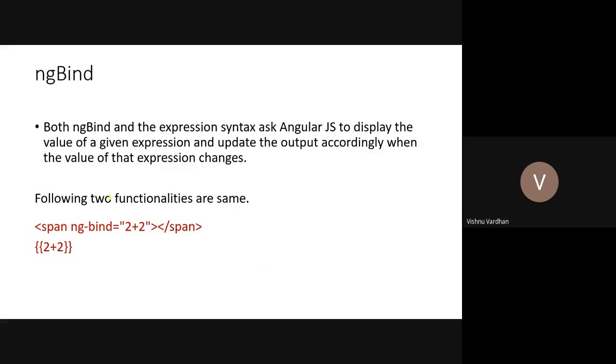Then ngbind, both ngbind and the expression syntax ask AngularJS to display the value of a given expression and update that output accordingly when the value of that expression changes. So there is a keyword that we can see, ngbind. This is a directive, and this directive is actually binding the information. We can understand 2 plus 2 is anytime given with the result of 4, and in this expression whatever the value is there, it will be automatically getting printed.